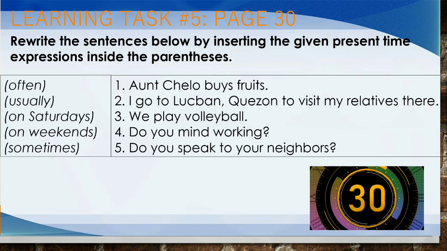Where do we put or place it in the sentence? Remember, sentences number 4 and number 5 are question sentences. So, where do we place it? Again, I will give you 30 seconds to rewrite the following sentences.